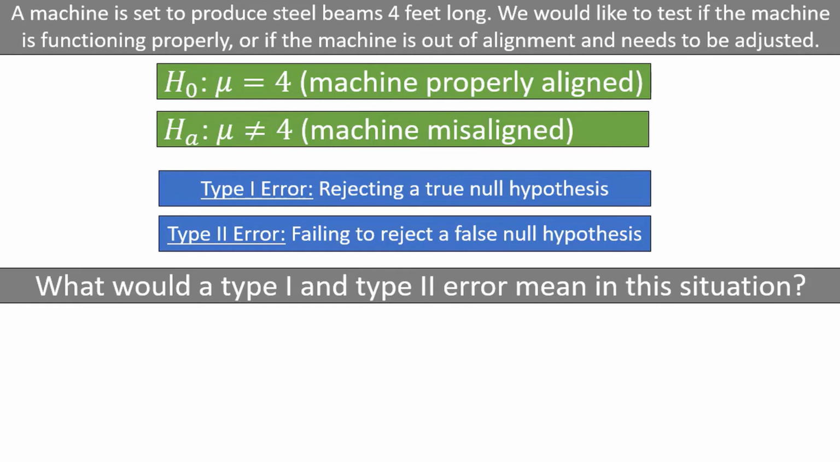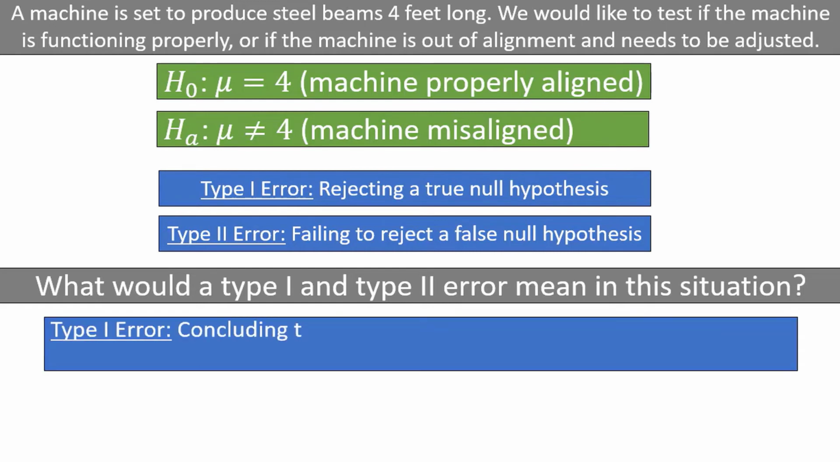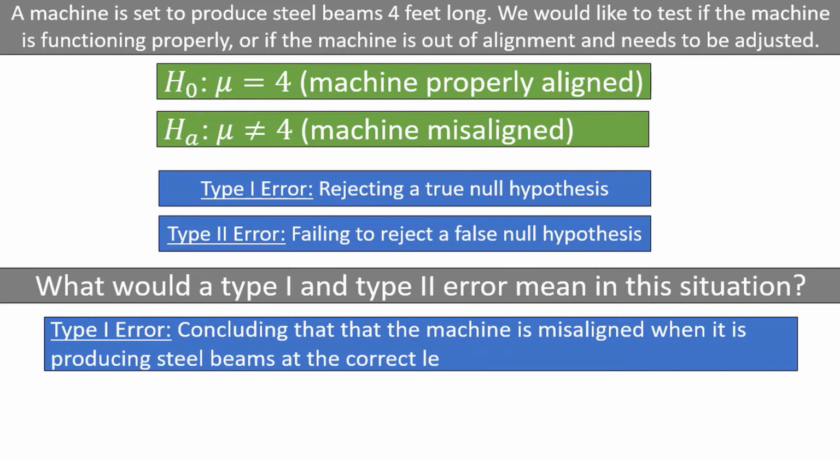Okay, a type 1 error occurs when we reject a true null hypothesis. This means concluding that the machine is misaligned when it is producing steel beams at the correct length. This might lead us to make unnecessary adjustments to the machine, which might delay the manufacturing process.